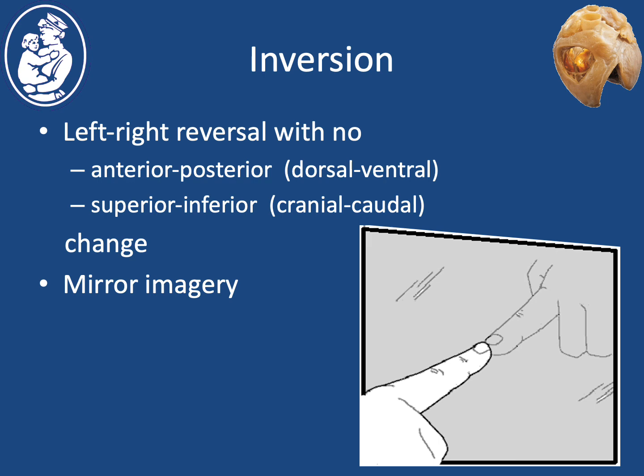However, the dorsal surface of both the real and mirror image fingers is up and the volar surface down, so there's no superior-inferior change, and the tip of both index fingers is at the surface of the mirror, with the hand in the back, so there's no anterior-posterior change. This is simple mirror imagery, a left-right reversal with no other change.